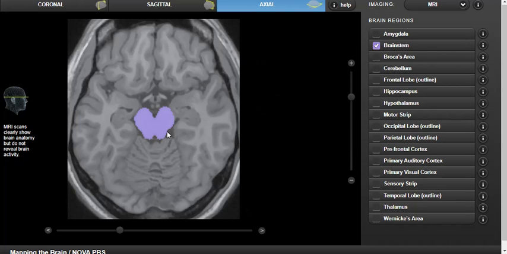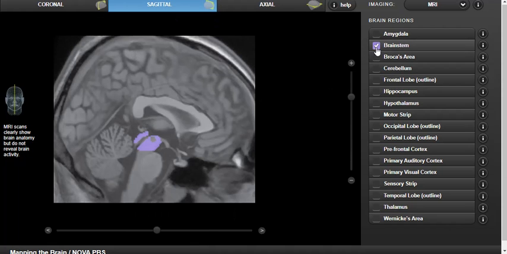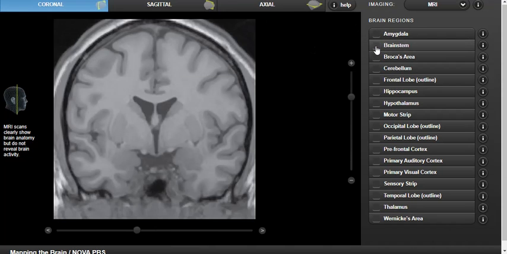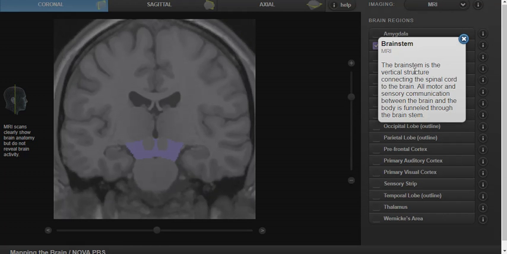Hello, this is Liren, and this is my Explore activity where we look at parts of the brain using its MRI. So the first part I'm looking at is the brain stem. This is the axial view, and then the sagittal view, and the coronal view. So the brain stem is a vertical structure that connects the brain to the spinal cord. And here all motor and sensory communication happens, so to and from the brain. And all motor and sensory communication between the brain and the body is funneled through this brainstem.